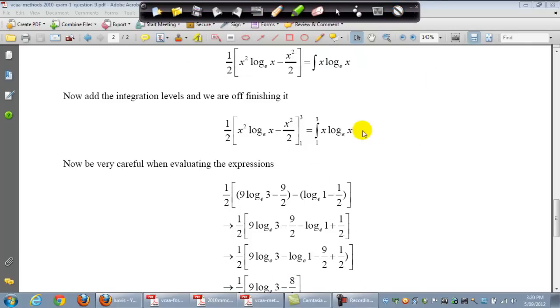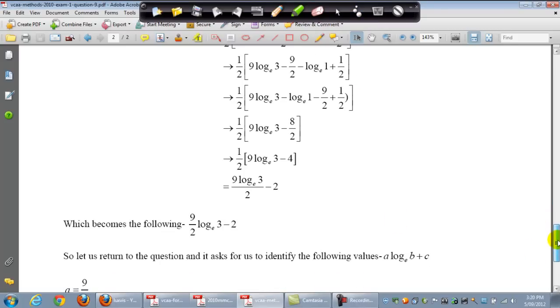So that concludes that question. It wasn't really well done. Quite a few students didn't actually get down to this part. I think only 30% or so got this exam.